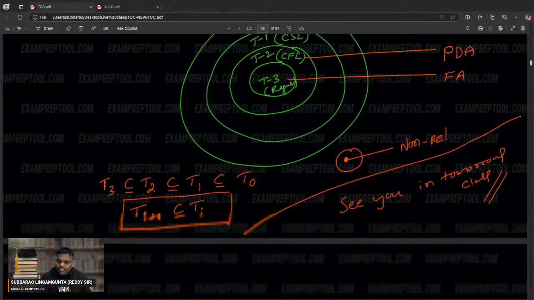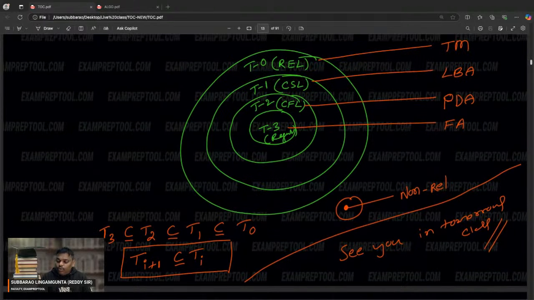Now the relation between all these formal languages: type 3 is a subset of type 2, type 2 is a subset of type 1, type 1 is a subset of type 0. Ti plus 1 is a subset of Ti, because T3 is the smaller one and T0 is the bigger one. What about languages other than T0? Those are non-REL, which I wrote outside the big circle.